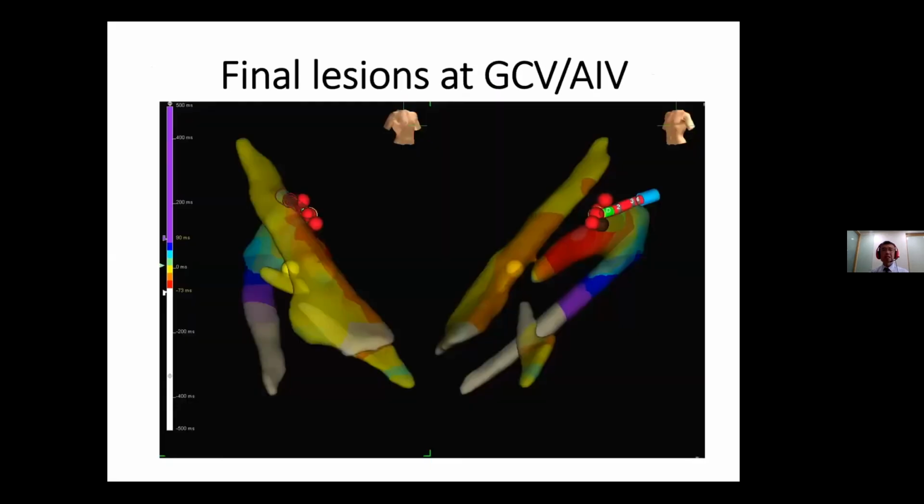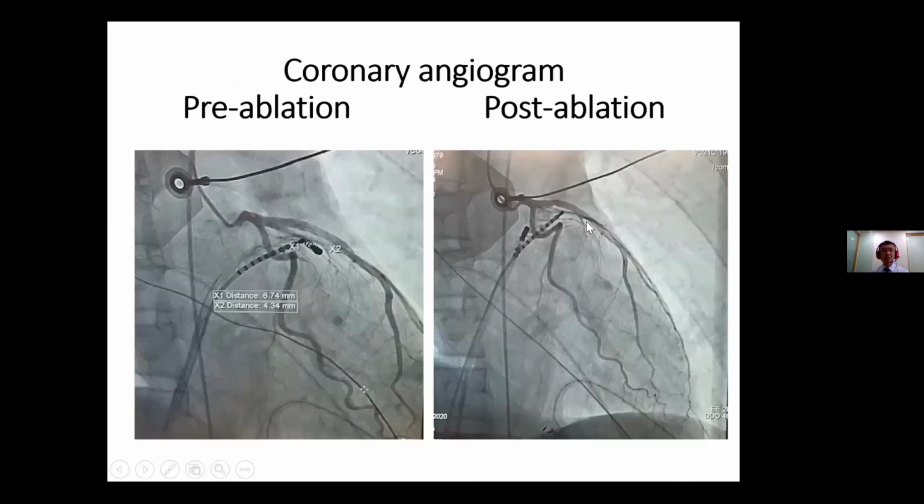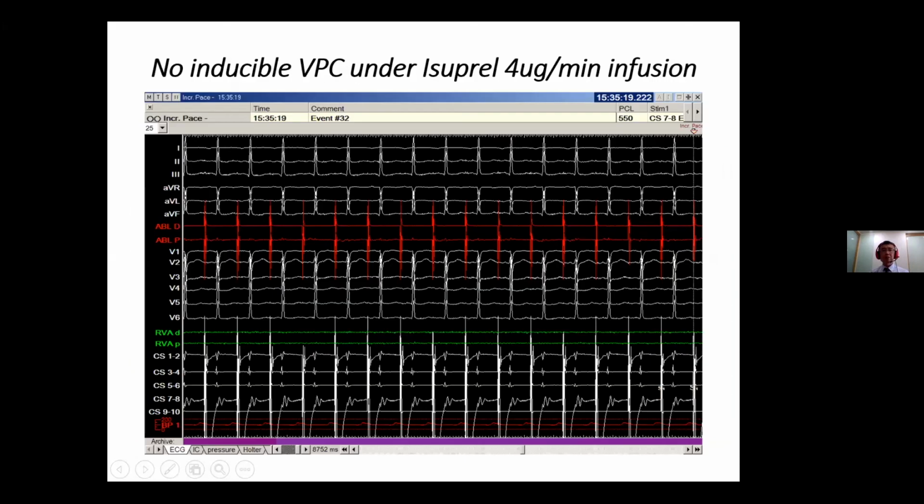So for this case, our final lesion site is located at the GCV and AIV. This is the post-ablation coronary angiography. You can see after ablation, the coronary angiography looks similar compared to before ablation, so there is no disappearance of any coronary vessels, especially the main branch. Of course, we do the isoproterenol infusion in the end, also pacing from the coronary sinus, and there were no more PVCs.